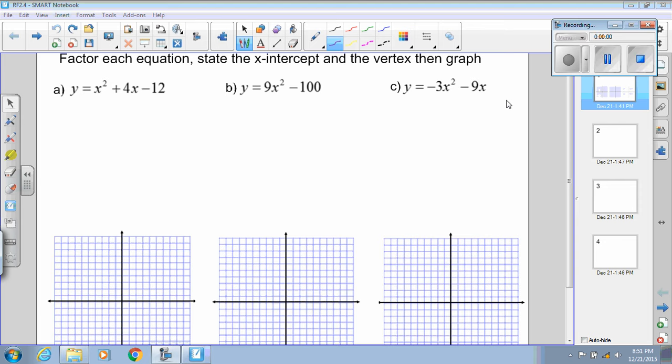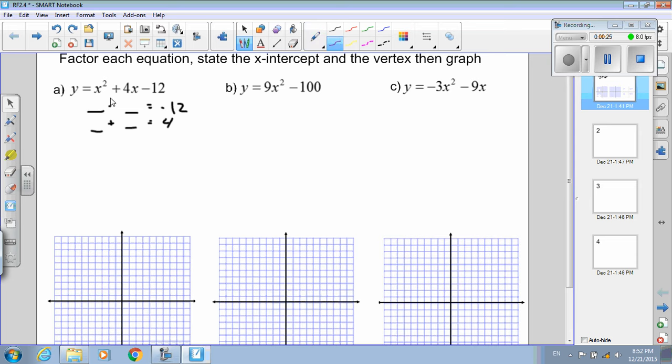So now we will be looking at factoring to graph. So we're going to be moving away from the table of values. Here for the first one, it's a regular trinomial. And we will be looking at two numbers multiplied together that gives me negative 12, but if I add these same two numbers, it would give me 4. So what are these two numbers?